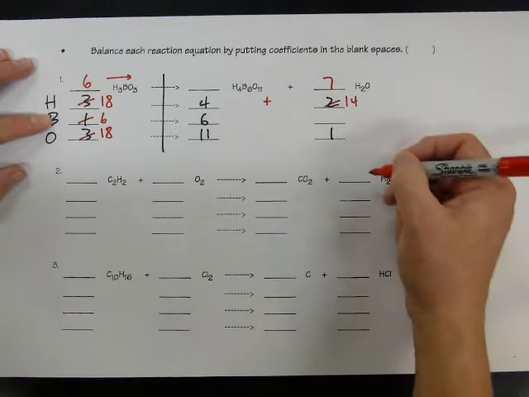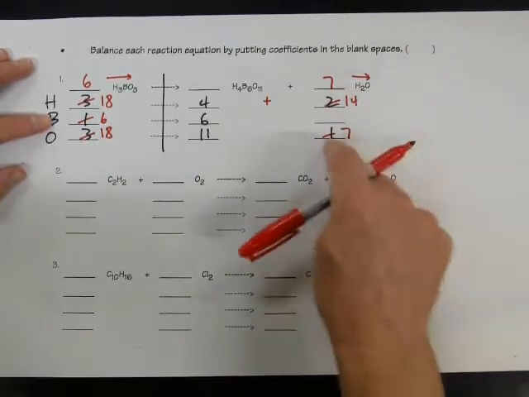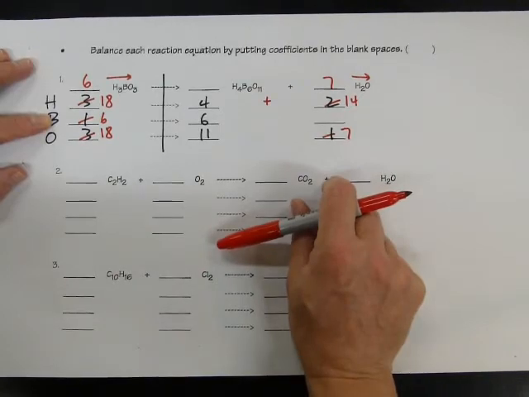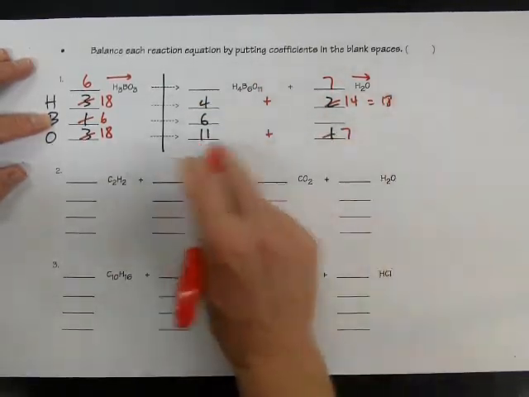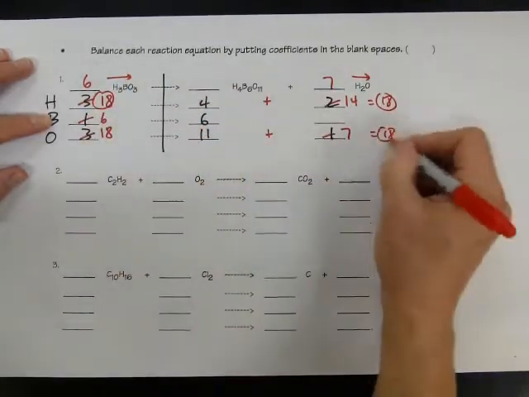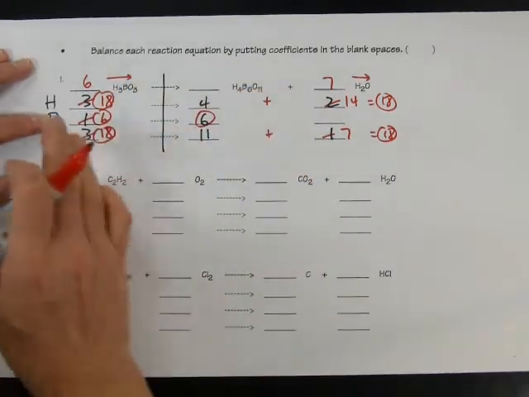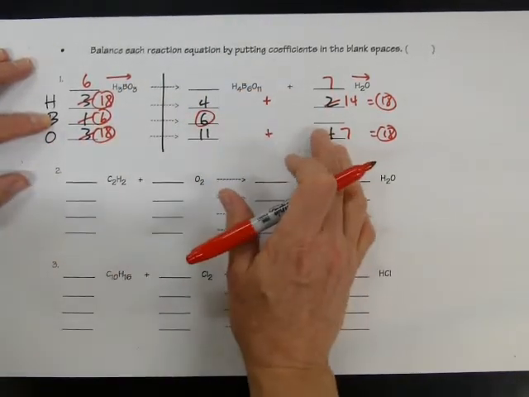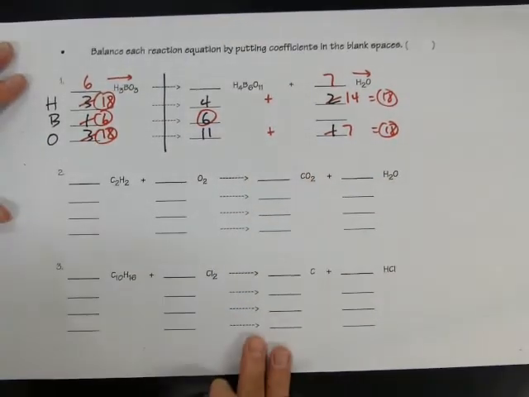7 times 2 is 14. That 7 is going to multiply everything in the formula, so the 1 becomes a 7 also. And now I have 4 plus 14 equals 18. 11 plus 7 equals 18. So these match, and these match, and the 6's match. So I have the same number of atoms of each element in the reactants and products, making this a balanced reaction equation. Let's try the next one.